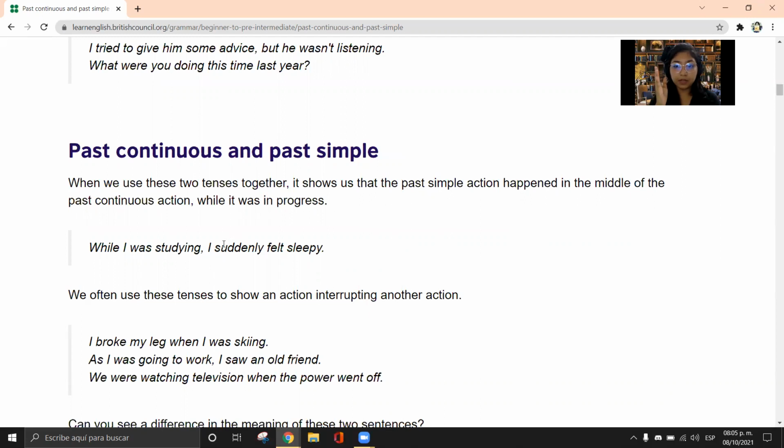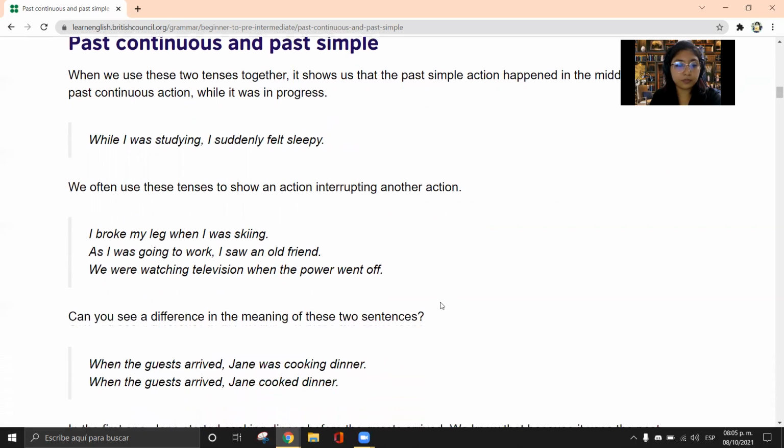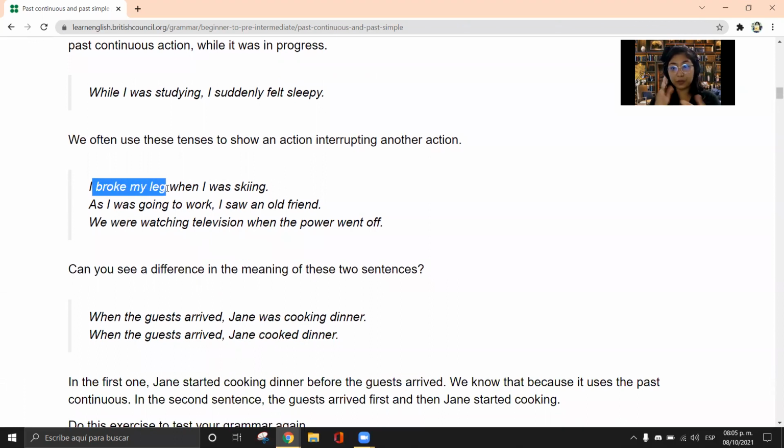Something happened. In this case, I suddenly felt sleepy. Okay, so this is like in a moment, an instant, and this is a prolonged activity. We often use these tenses to show an action interrupting another action. I broke my leg, right? So an accident happened. I broke my leg when I was skiing. So I was doing an activity for some time, and then suddenly the action of skiing got interrupted because I broke my leg. I had an accident.